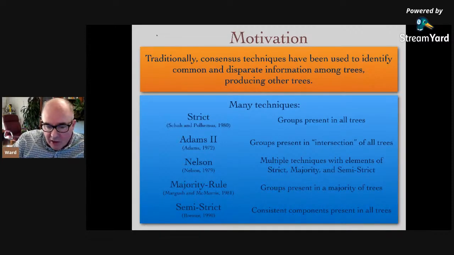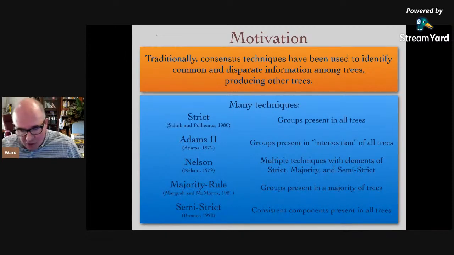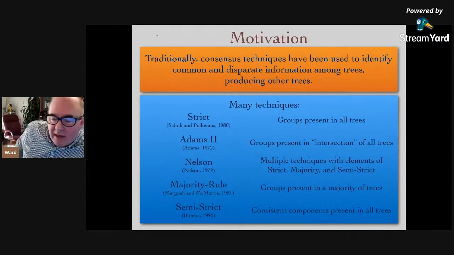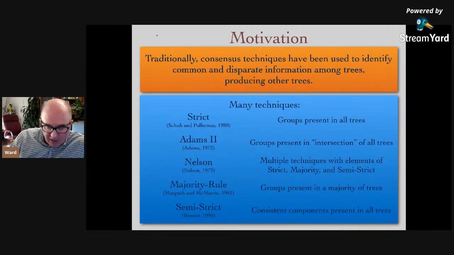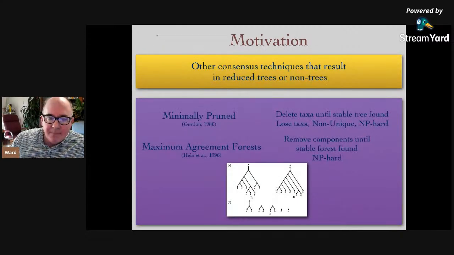The very familiar majority rule consensus, where groups are present in a majority of trees. It has to be 50% plus to get a tree. We don't have that restriction in what I'm going to talk about here. We can actually have lower thresholds. And the last is semi-strict, or consistent components, or combinable components consensus, Bremer 1990. So those are some typical tree techniques. You input a tree and you output a tree.